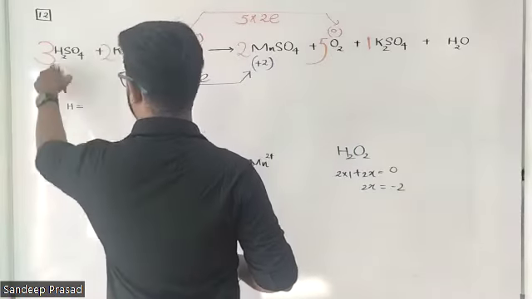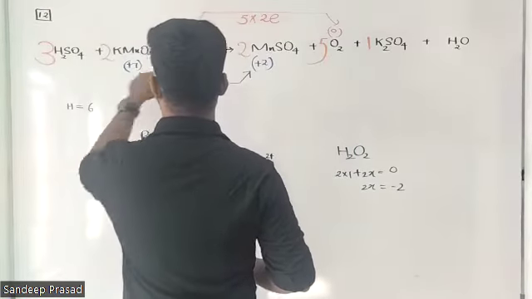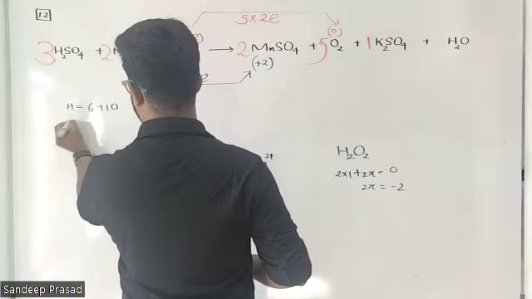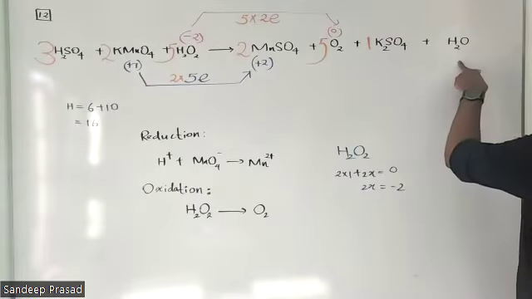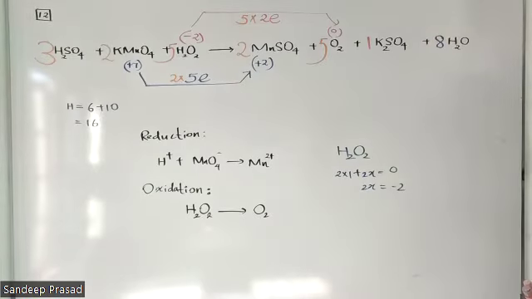See how many hydrogens are there? 3 into 2 is 6 and here 5 into 2 is 10. Then there are 16 hydrogen atoms. So here 16 hydrogen atoms. In order to assign 16 hydrogen atoms, you have to put 8.